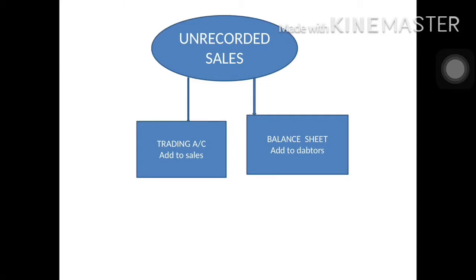Unrecorded sales. What is the meaning of unrecorded sales? Some sales have taken place, but the entry has not been made in the books of accounts. So afterwards it was realized that the sales were made. So you have to add it to sales. Go to trading account and add it to the sales. And next, you have to add it to the debtors. In the balance sheet, you go and add it to the debtors.